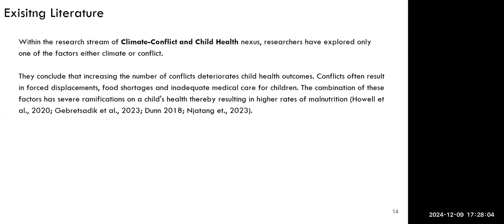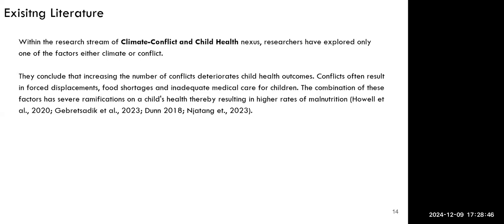And as I am trying to focus more on conflict-affected and climate-extreme regions and how they relate with child health outcomes, I searched quite a bit to see how people are relating conflicts along with climate change to child health outcomes. And lately, I found only one study in which researchers have tried to consider the impacts of both conflicts and climate change and how they affect child health.